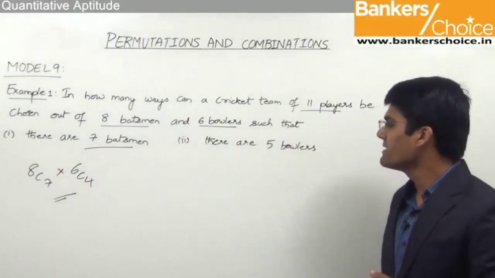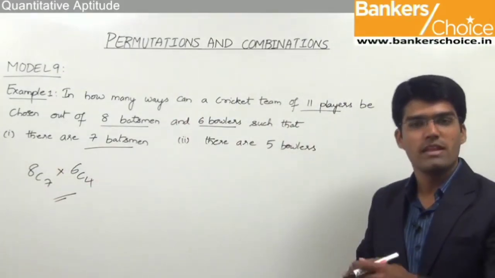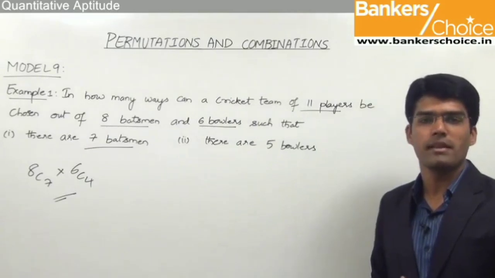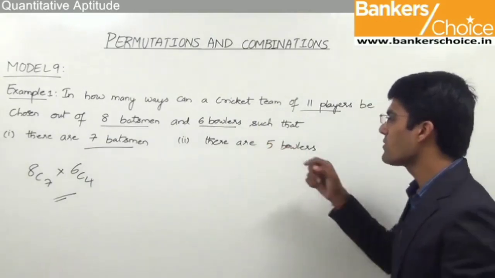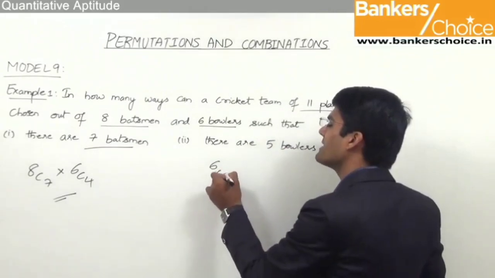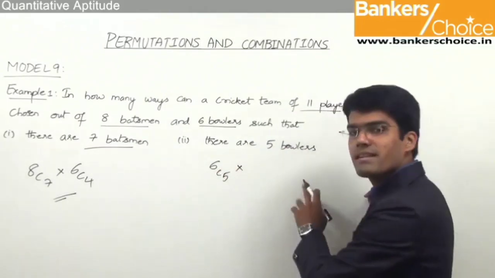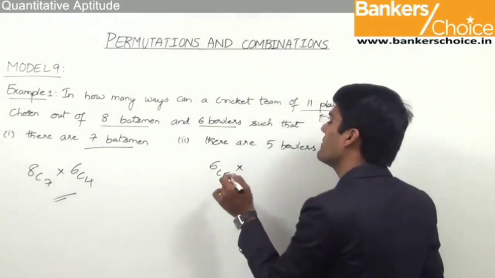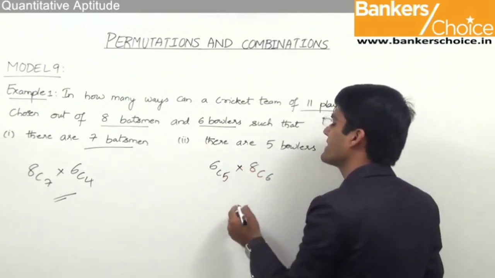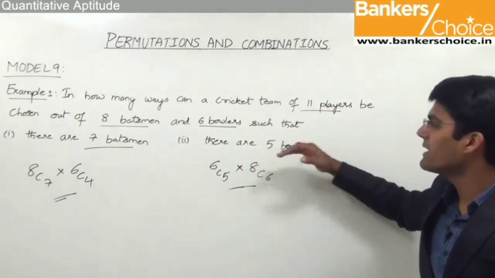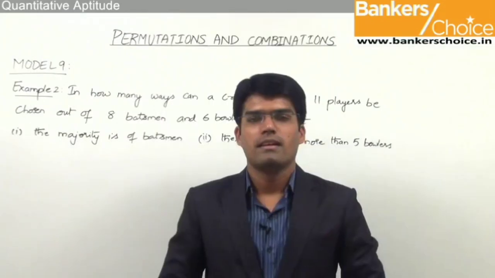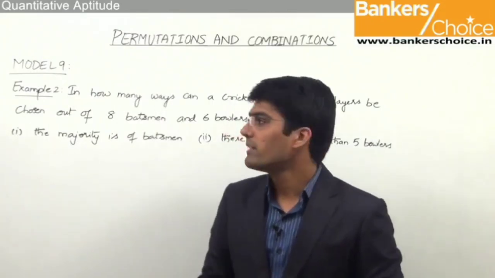Similarly, the second bit here is there are 5 bowlers. So when we have 5 bowlers in a team of 11 players, it is obvious that remaining 6 have to be batsmen. So 5 bowlers out of 6 can be done in 6C5 ways, and then remaining 6 players have to be batsmen. Total we have got 8 batsmen. So that can be taken as 8C6. So these are the number of ways in which a team of 11 players can be selected where there are 5 bowlers. Let us now take the second example from model 9.